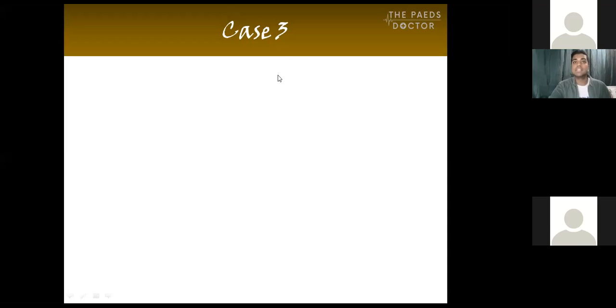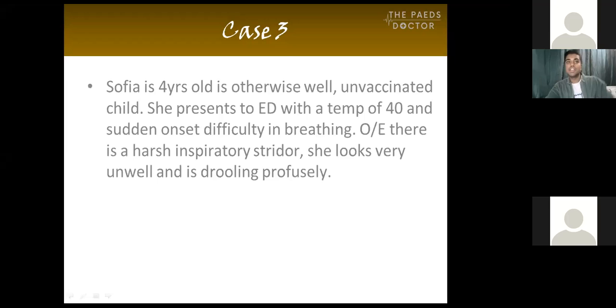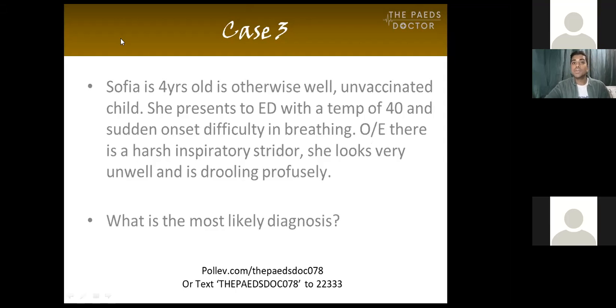Okay, so case 3. Sophia is a 4-year-old girl who is otherwise well. She's unvaccinated. She presents to ED with a temperature of 40 and sudden onset difficulty in breathing. On examination, there is a harsh inspiratory stridor. She looks very unwell and is drooling profusely. Okay, so from this history, look at the key points and see what is the most likely diagnosis.